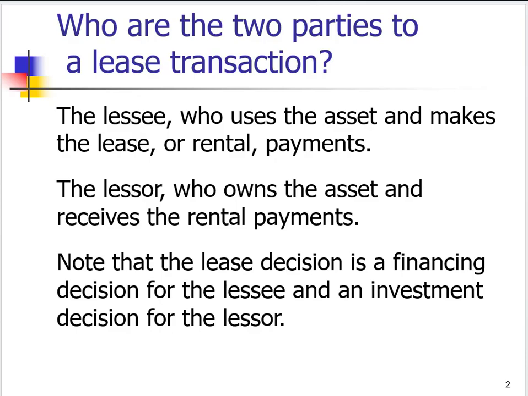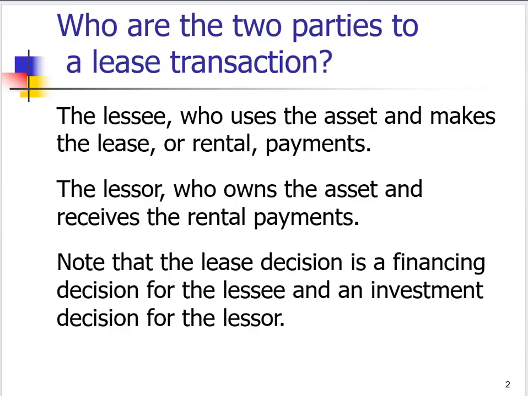So let's look at some terminology. The lessee, that's who uses the asset. They make lease or rental payments. So there is an expense associated with being a lessee, which is the lease payment. The lessor is the person that actually owns the asset and receives the rental payments.